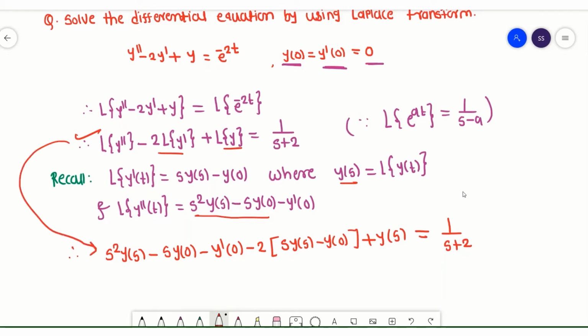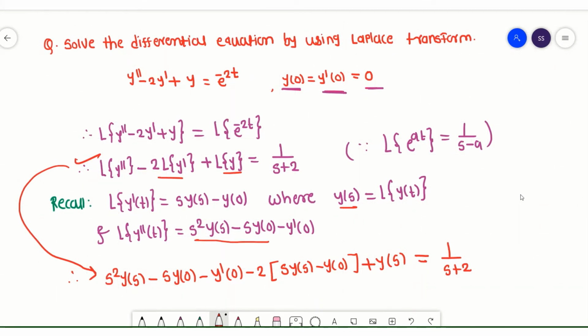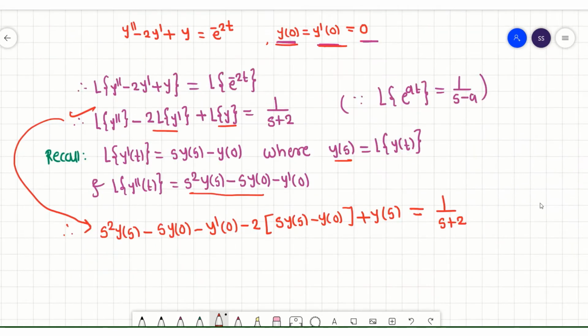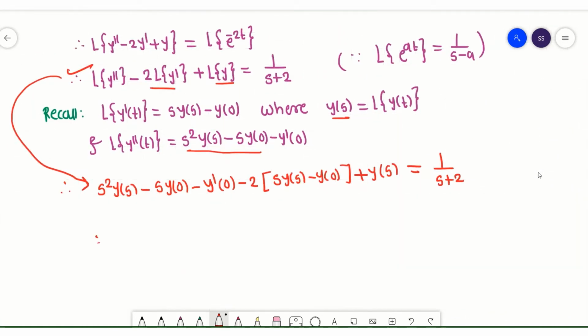Okay, next we have values of y of 0 and y dash of 0. They are given values, you can see here y of 0 and y dash of 0 are both 0. We can substitute those values here. So therefore s square Y of s minus s times 0, it will be 0, minus 0, minus 2 times s Y of s minus 0, and plus Y of s, which is equal to 1 upon s plus 2.